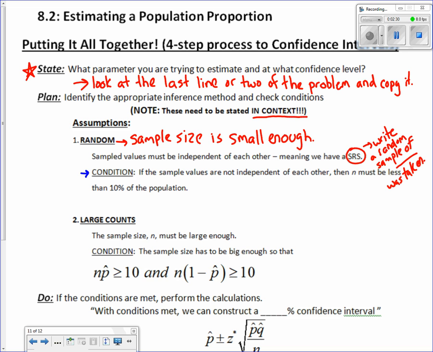The sample size has to be small enough, remember? So that means the sample size has to be less than 10% of the population. If you're not sure if that's true, then you can always assume it. You can assume this.